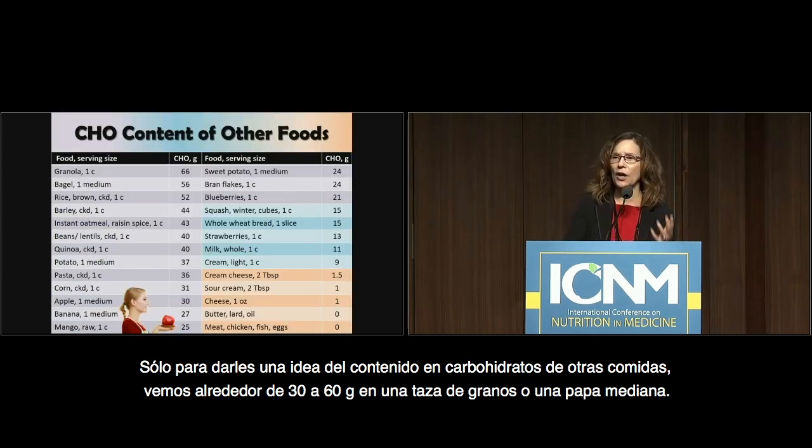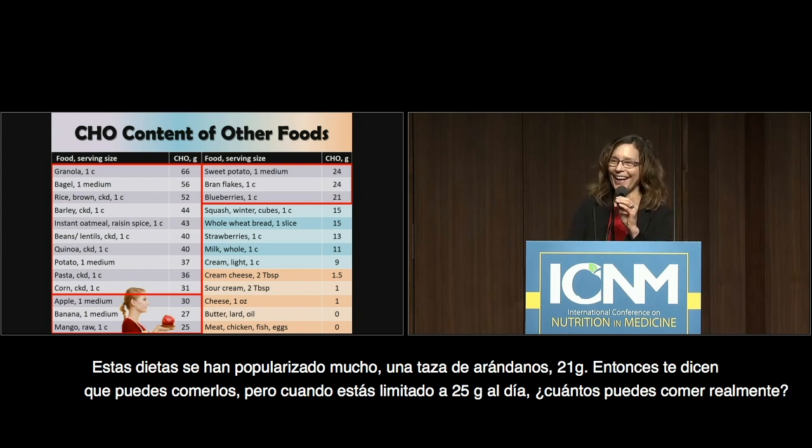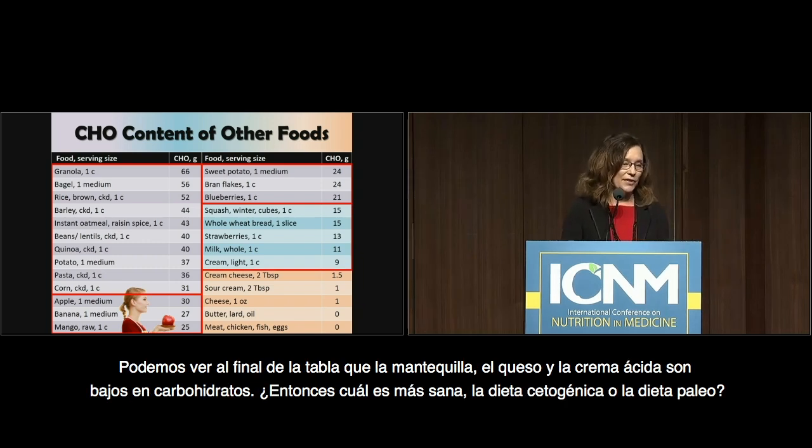Now, just to give you an idea of the carbohydrate content of other foods, we see about 30 to 60 grams in about a cup of grains or a medium-sized potato. We see 30 grams in an apple. I can remember being at the gym and this lady saying to me, "I never realized how bad apples are for you." So it's just so, these diets have become so popular. A cup of blueberries, 21 grams. So they say they can eat them, but when you're limited to 25 grams a day, how much can you really eat? And so you can see at the bottom of the chart, things like butter and cheese and sour cream are very low in carbohydrates. So these are foundational foods.